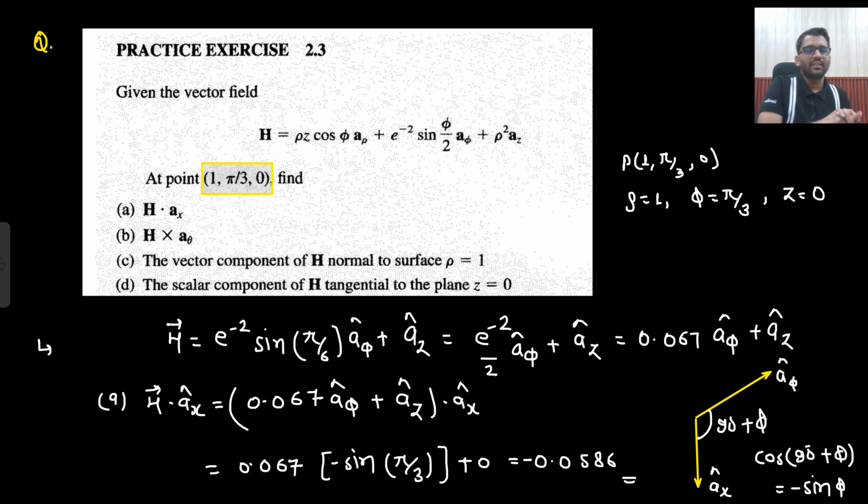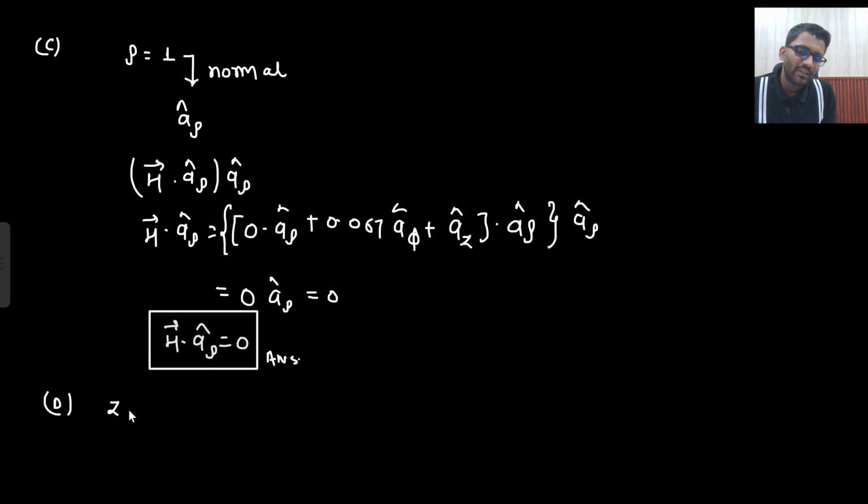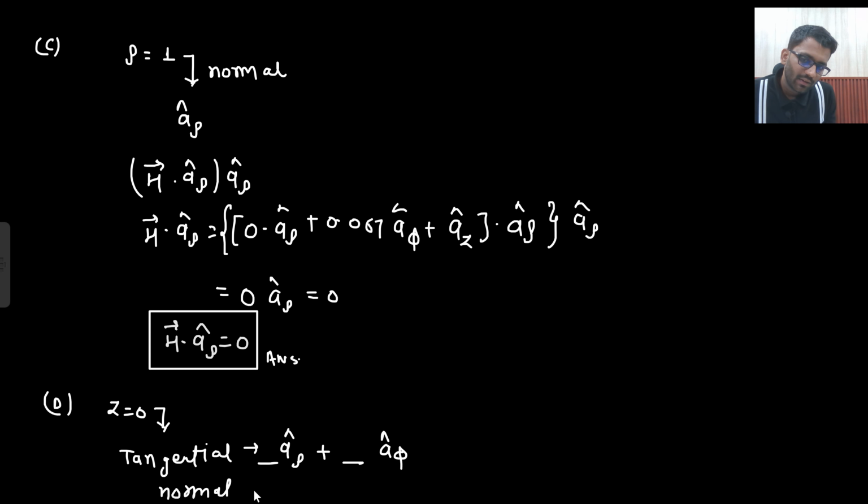And what is the last question? Scalar component of h tangential to the plane z equals 0. Tangential to the plane z equals 0. What will be the tangential component? Z equals 0. For z equals 0, tangential component will be what? A rho and a phi. And what will be the normal component? Normal component will be az cap.